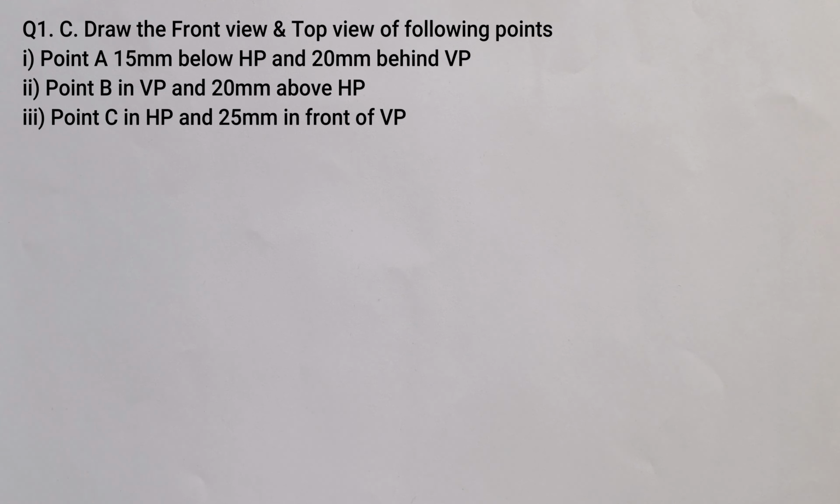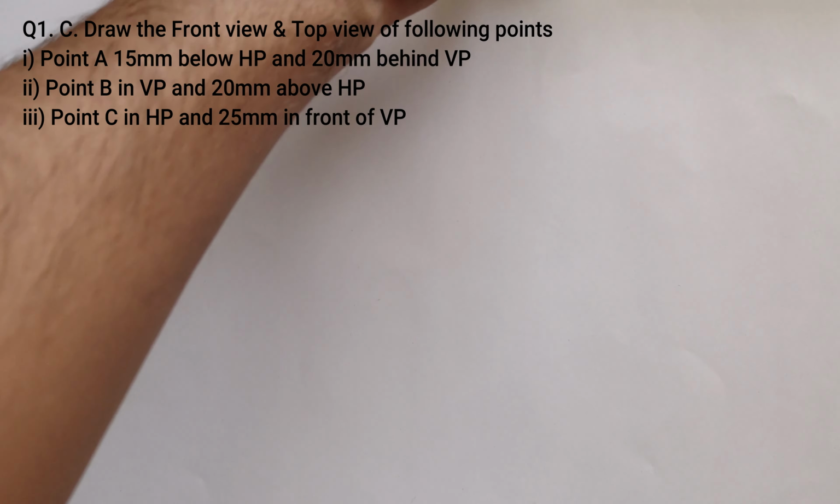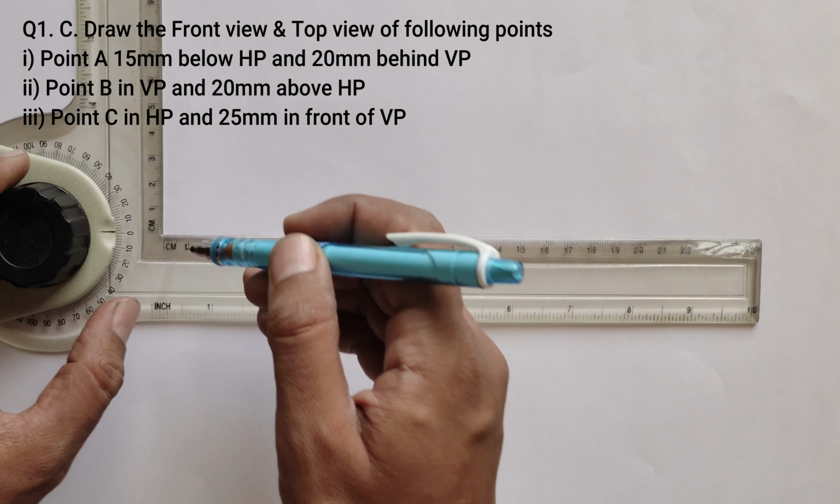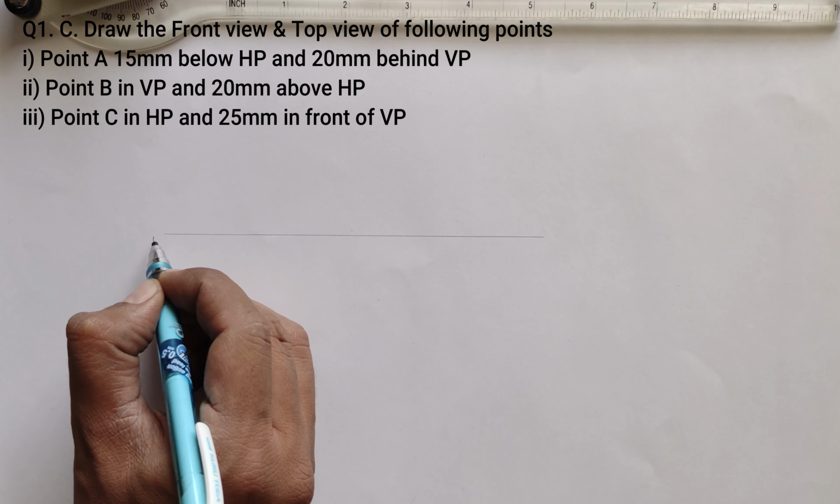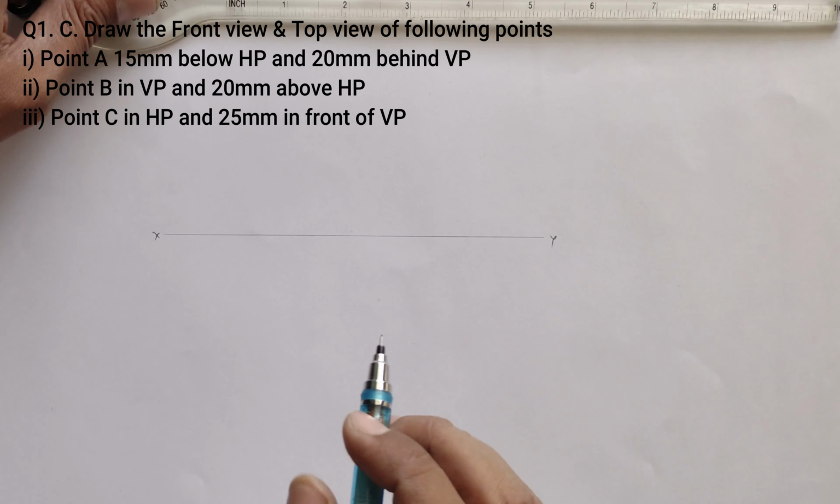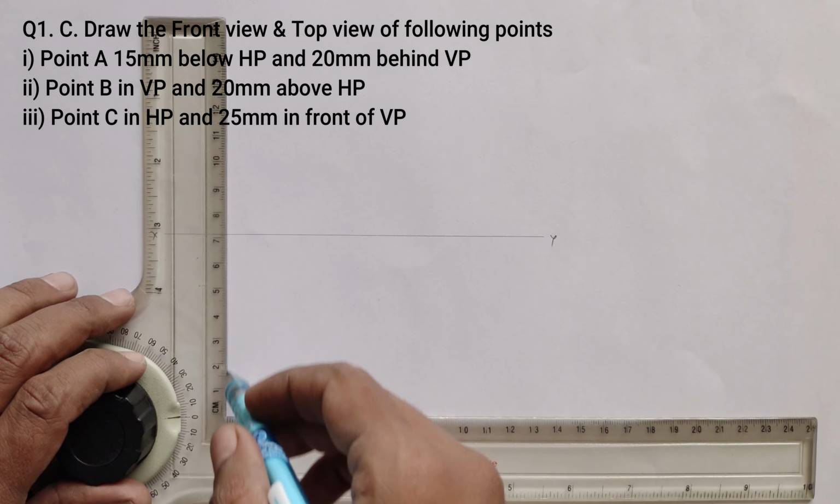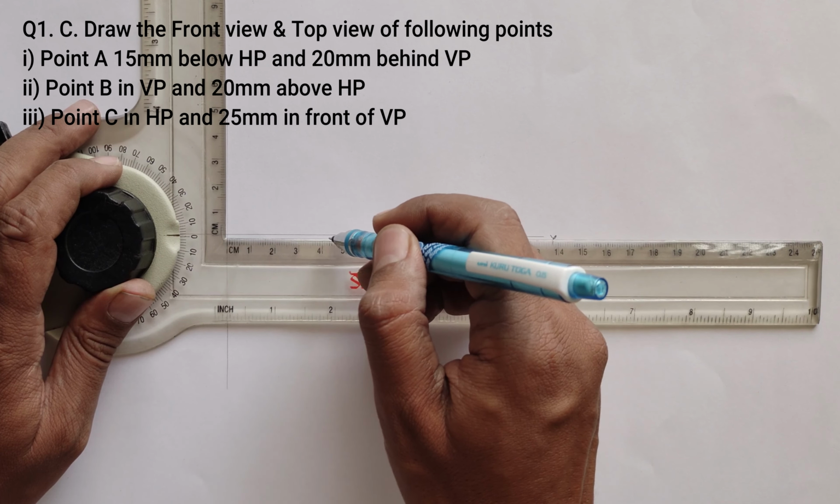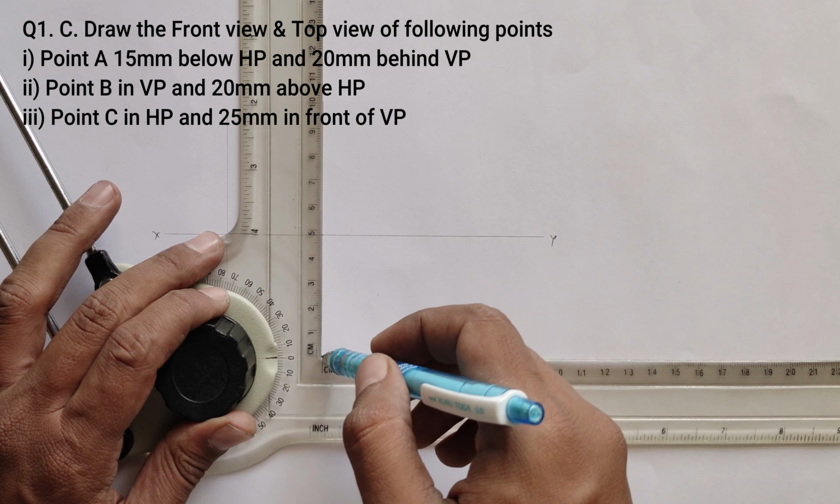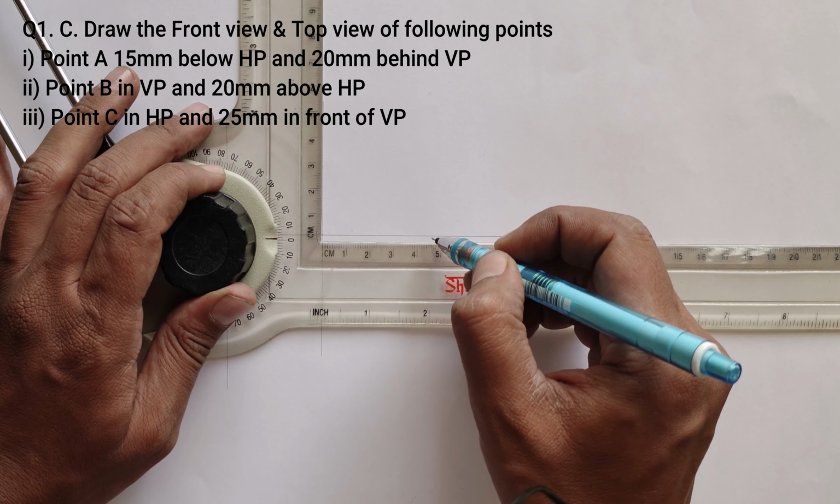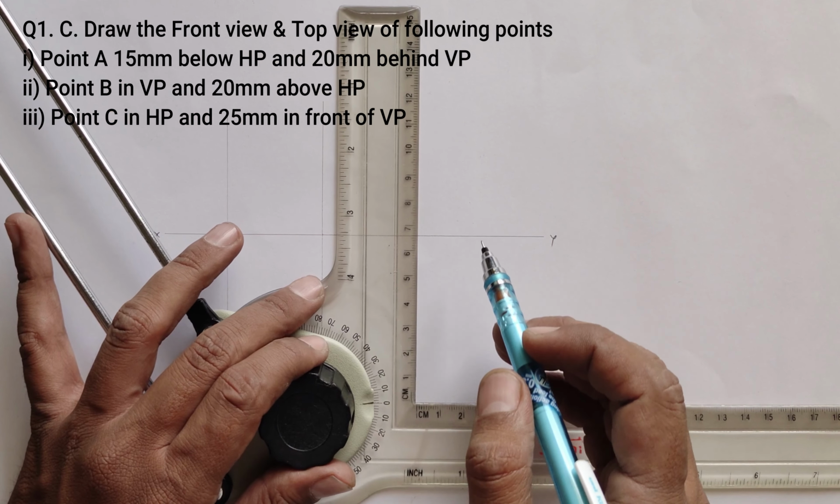Here in the question it is not mentioned whether you have to take any specific distance between the projectors of each point, but for our convenience we are going to take that distance. So I'm taking a single XY line here. This is the first projector for point A. From here I'm marking a distance of 40 mm. You can take any other distance you want. And I am taking again 40 mm here. The question does not specify this distance.